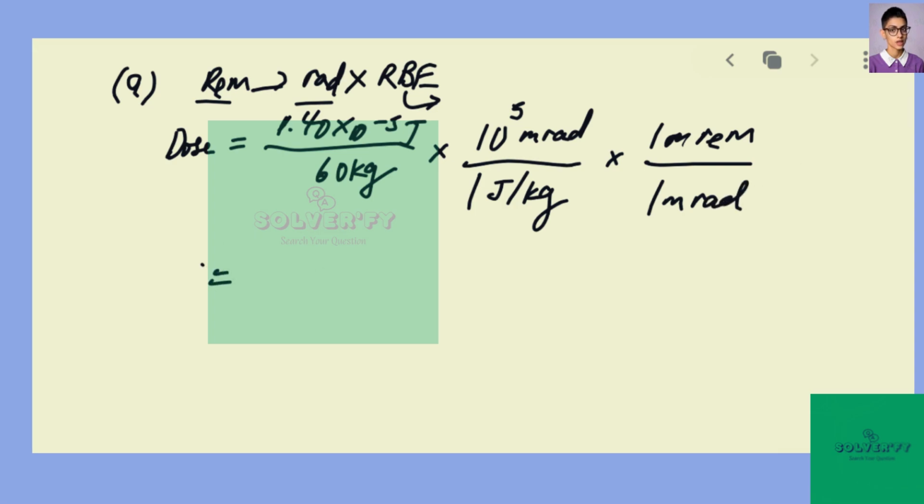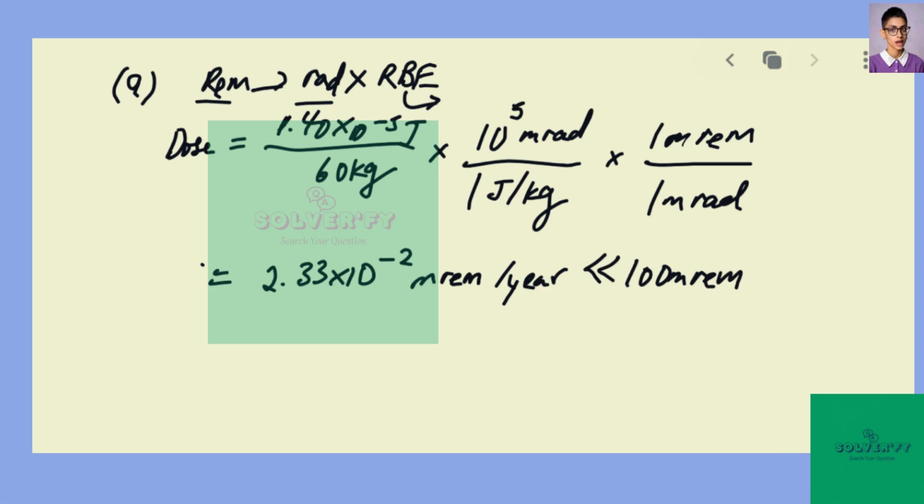We should get a value of 2.33 times 10 to the power of minus 2 milliREM per year, compared to the limit of allowed dose, that is 100 milliREM. This is much smaller, so it's not very significant for an adult.